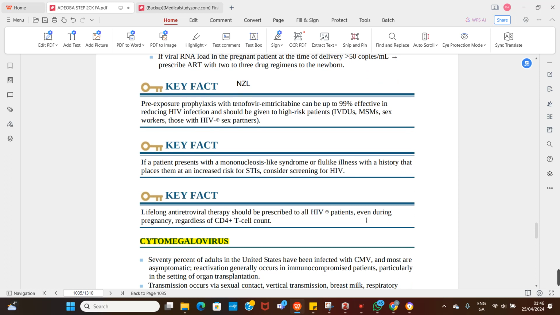If somebody has infectious mononucleosis-like syndrome, and the person is having very high risk sexual activity, you have to consider acute HIV syndrome, and you have to do your HIV screening, right? Very, very important. So, lifelong antiviral therapy should be prescribed to all HIV patients. You don't say, because my count is not less than 20 copies per microliter, I'm okay, it's negligible, I can't detect it, so let me just stop taking medication. That's bad. You continue your medication lifelong.